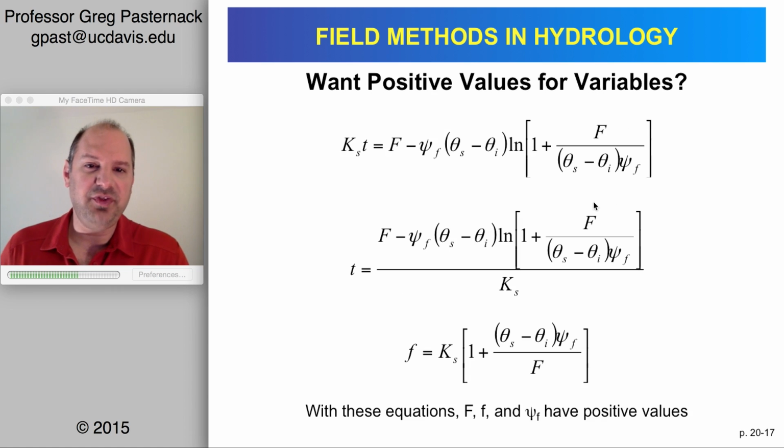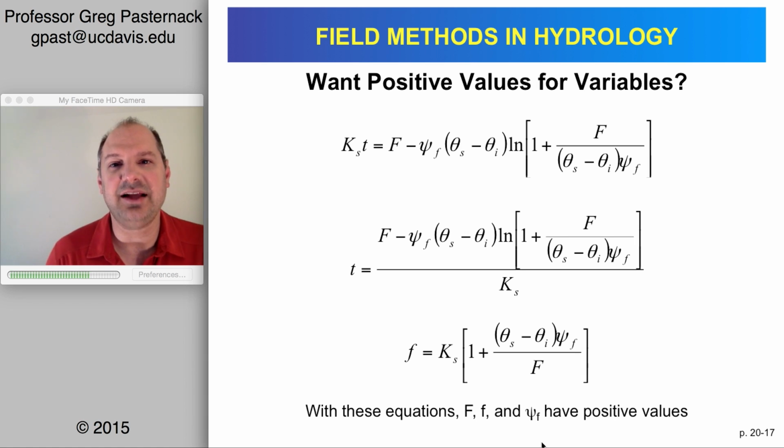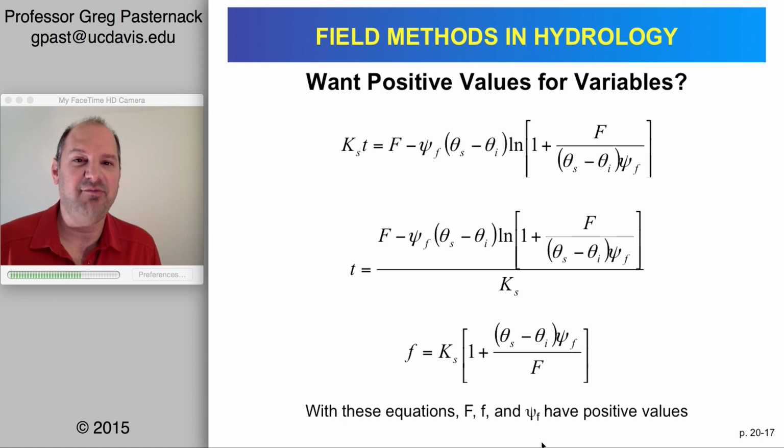I just want to note that we can also rewrite those functions with all positive values. So here we would be providing the matrix potential not as like negative 0.5 bars or something like that, but as just the positive value without that negative sign. So everything would have positive values.